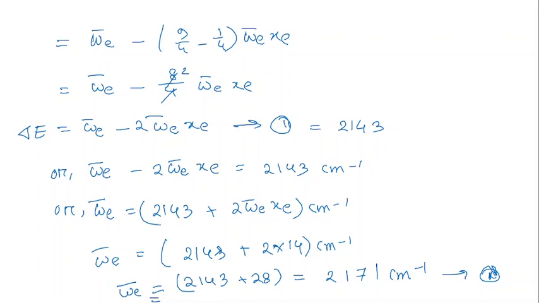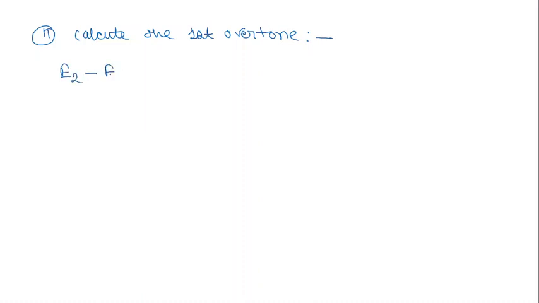Did you get this? Okay, I'm moving to the next part. The next part was to calculate the first overtone. Then we have to know what the first overtone is. This is the energy gap in centimeter inverse between E2 and E0. This is important. This is the first overtone.